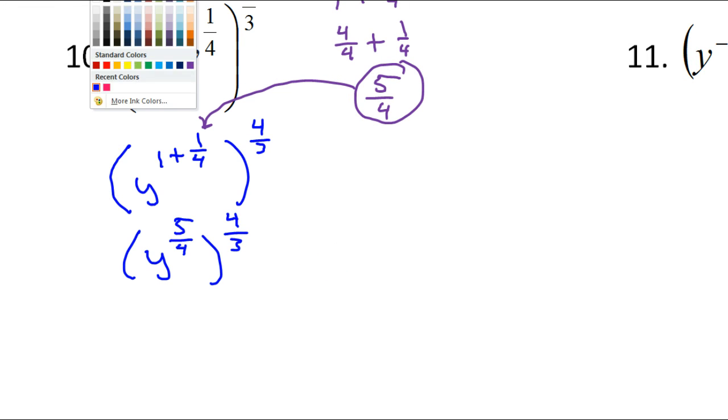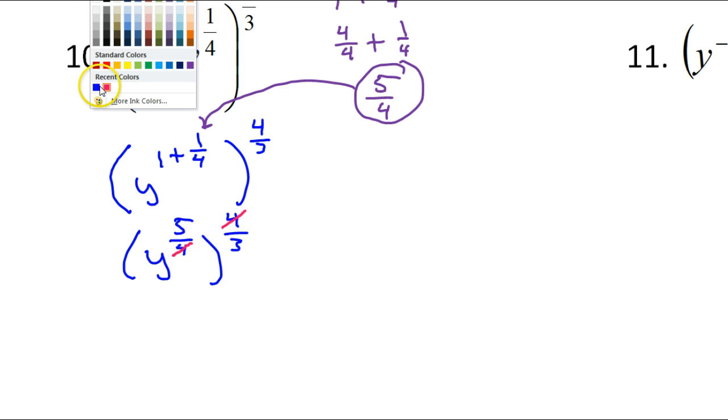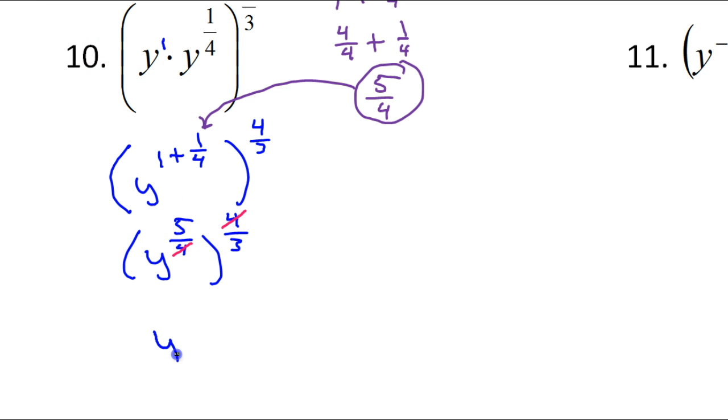Now again, if you're me and you're awesome, you are going to just cancel out these 4's, because you had one high and one low. And that is going to immediately give you y to the 5/3 power. And that's your final answer.